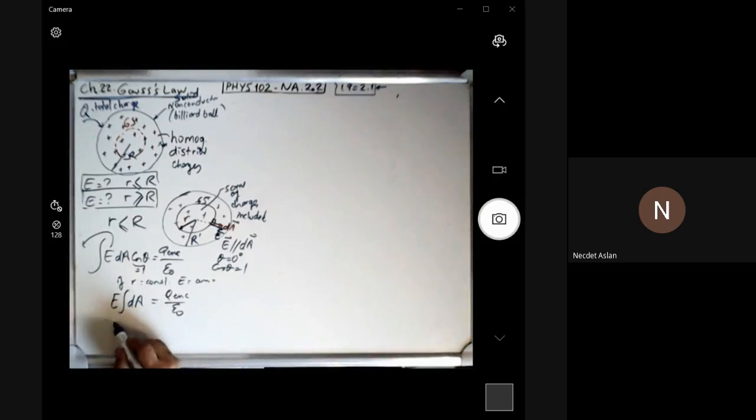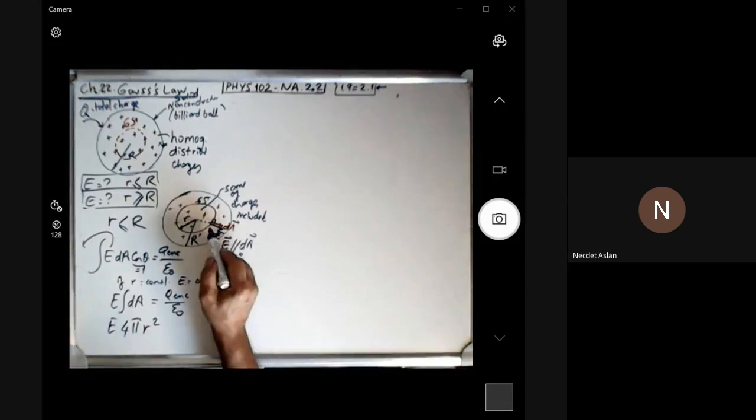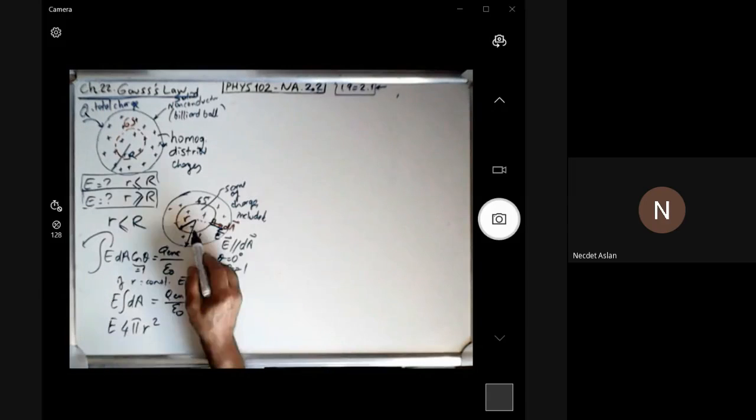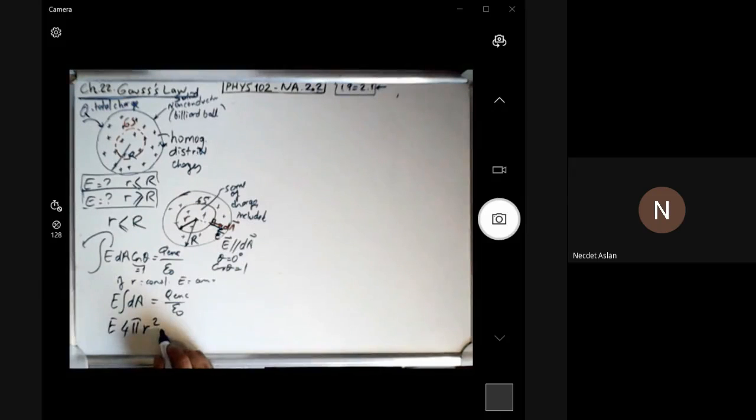But now this is 4 pi r squared, small r squared, because we are dealing with the Gaussian surface. Capital R is the limit of R. Don't forget, now this is a variable. Variable r is changing from 0 to capital R. So it's equal to, right hand side, Q enclosed over epsilon 0. So the electric field is found if Q enclosed is solved.